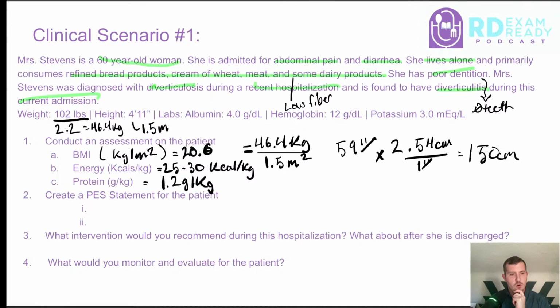Question in the chat: are you only using 1.2? Let me correct that. I would do 1 to 1.2. 1.0 to 1.2 grams per kilogram. That's what I'd pick there. Cool.